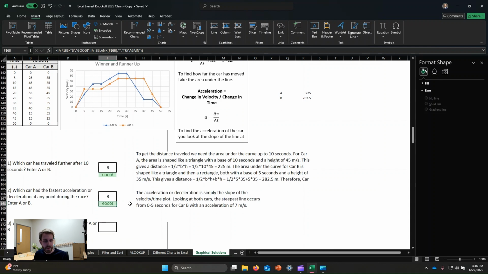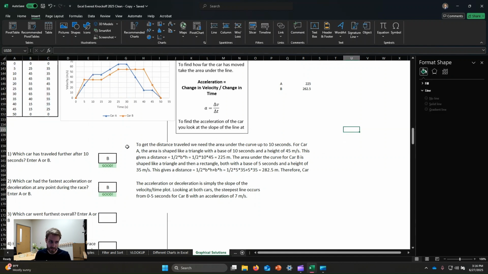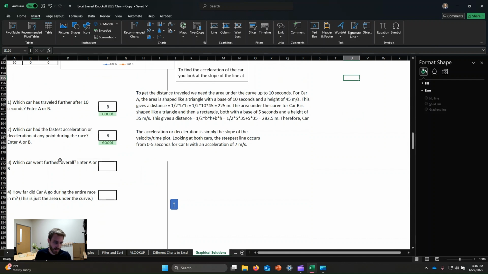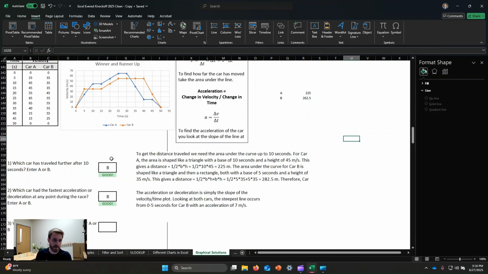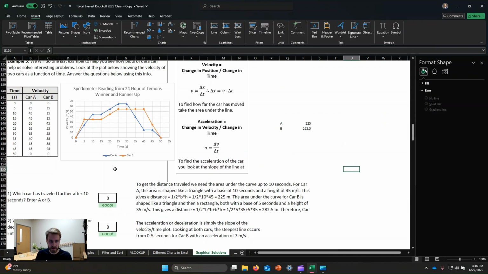And that's right. And you could calculate it to double check, but this is how car B managed to travel further than car A, even though it never hit as high of a velocity in those 10 seconds. It did accelerate faster in the beginning. And so you could take this information and get which one went the furthest overall and calculate the area under the entire figure for both. And how far did car A go? Again, just calculating the area under the curve. I'm not going to do that here, but you know how to do that. It's the area under the curve that gives you the distance.